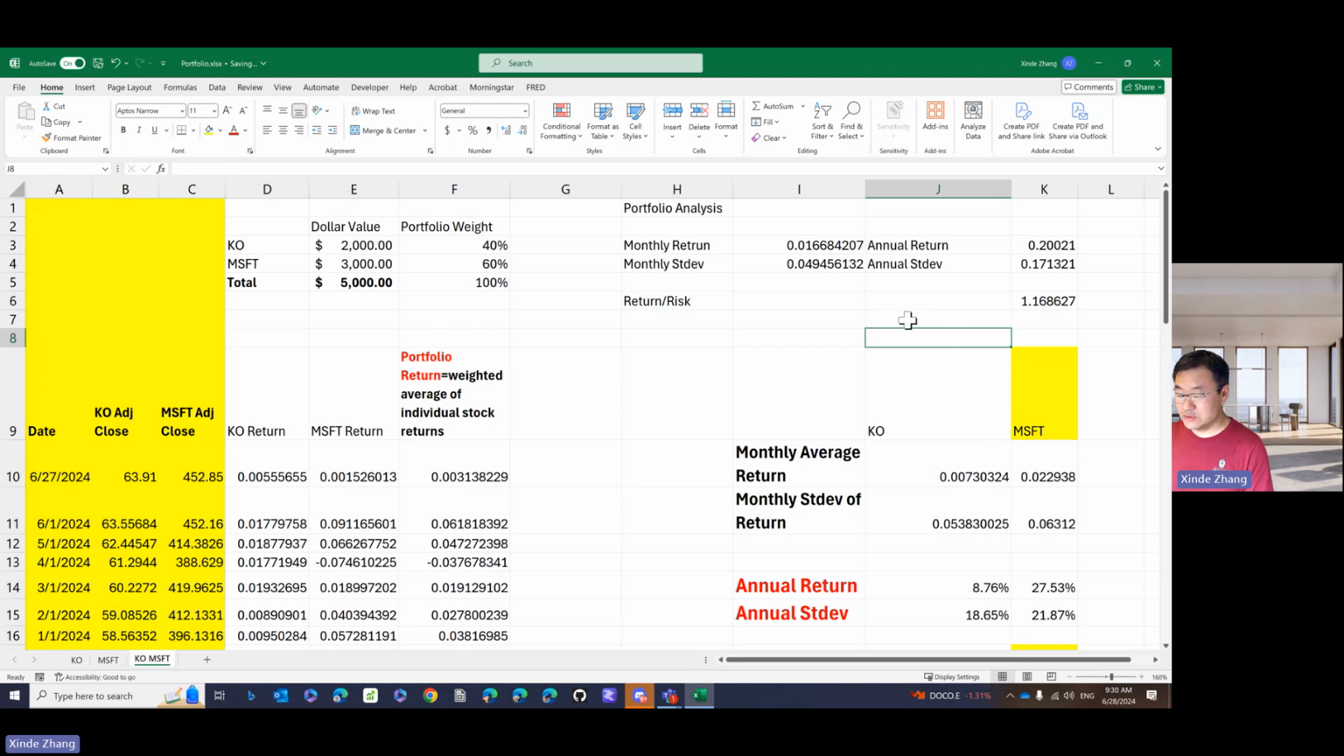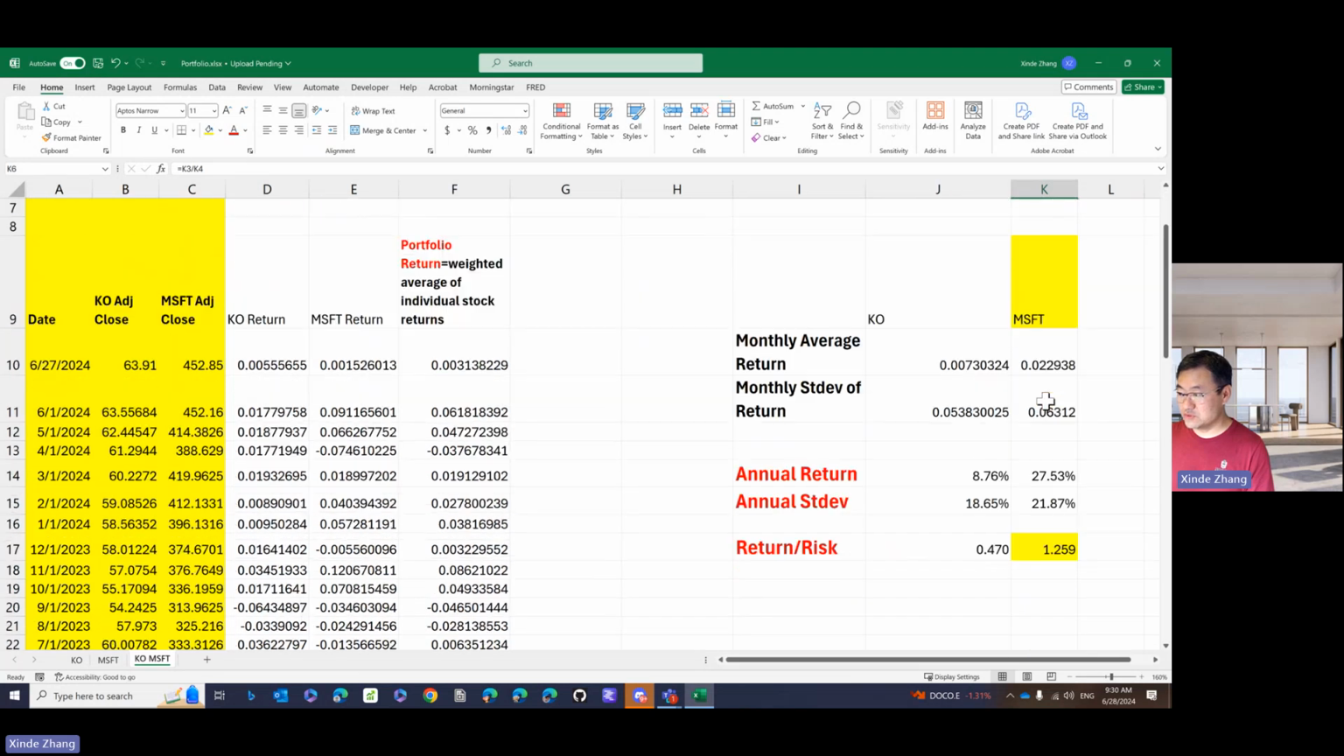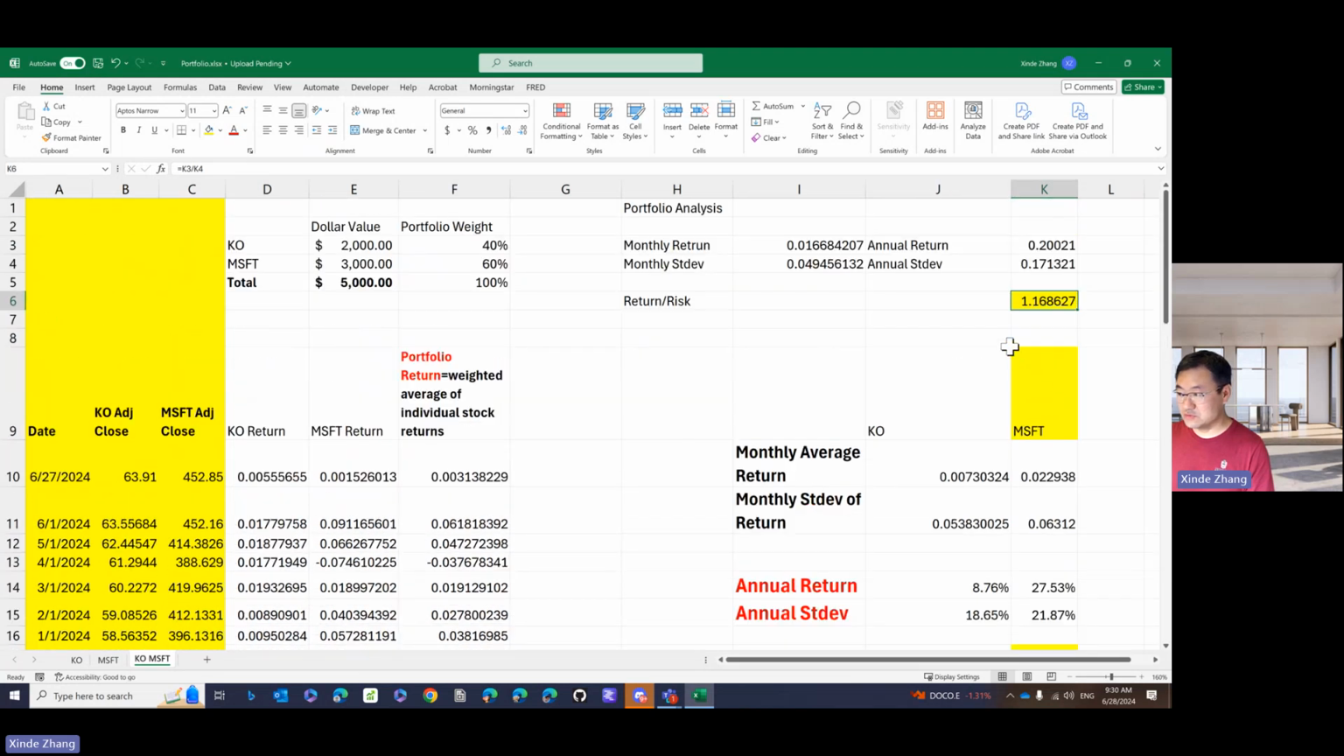Okay, so now let me rewind and revise. Okay, so this is going to be risk and return trade-off. This is going to be another risk and return trade-off. Seems like Microsoft is still a better investment in terms of return divided by risk measure, right?